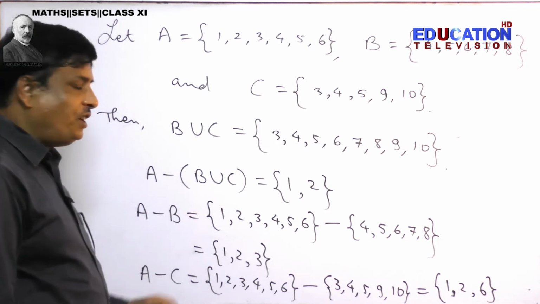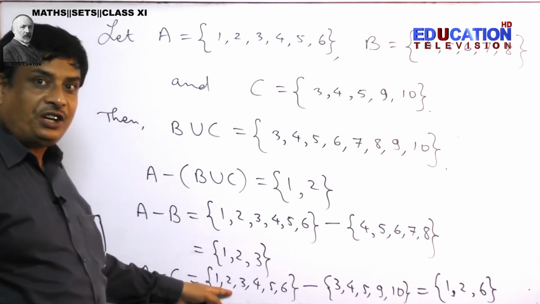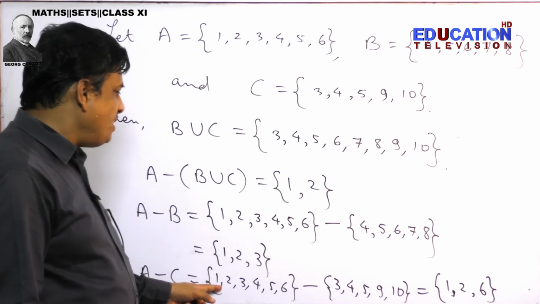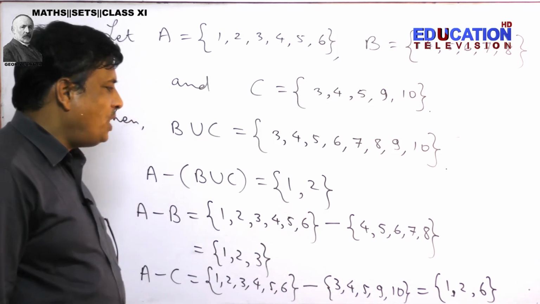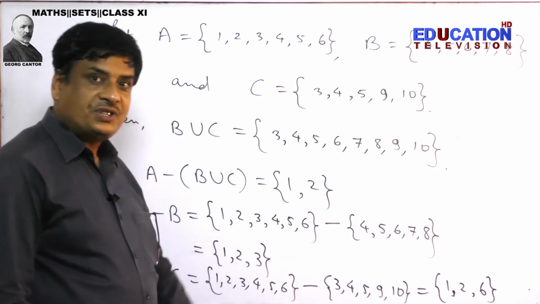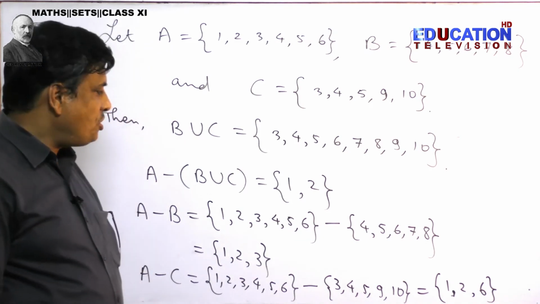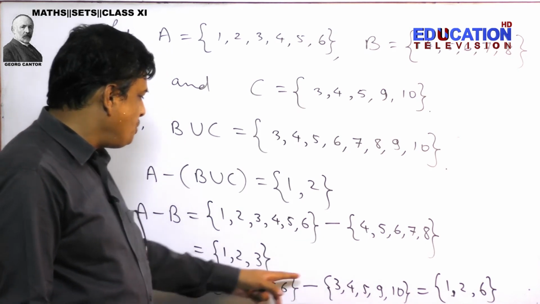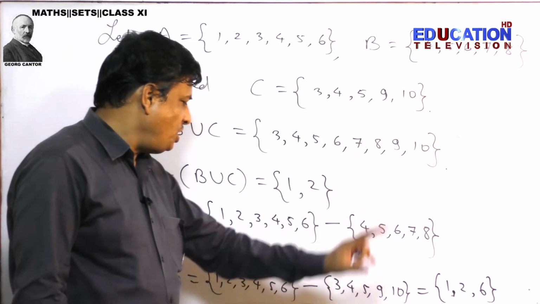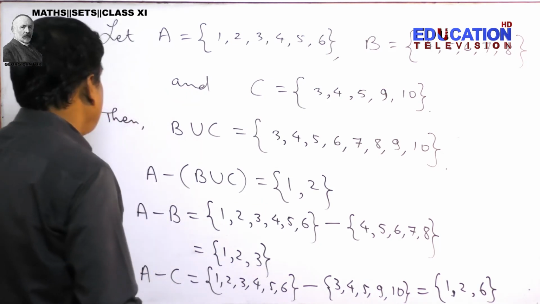A minus B contains the elements of A which are not in B. Similarly, A minus C contains elements of A which are not in C. So 1 belongs to A, not in C. So 1 is in A minus C. 2 belongs to A, not in C. 3 belongs to A and also in C. So it is not in A minus C. 4 belongs to A, 5 in both, but 6 is in A, not in C. So 6 is in A minus C. Take the intersection of these two.